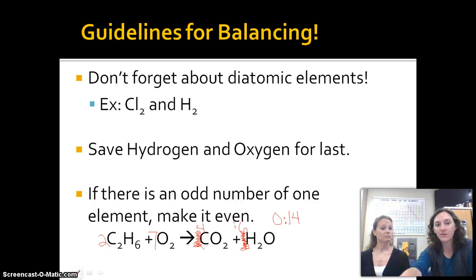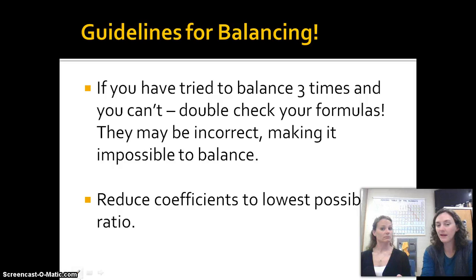And I'm going to see if there's another slide or not. Yes. Okay. If you tried to balance it 3 times, don't waste your time trying to do it again. Go back, check your formulas. If your formulas say you've got a diatomic and you only left it as a Cl, you need to go back through and make that a Cl2. That probably will save it altogether. Or maybe you forgot that magnesium was a 2+ and you counted it as a 1+, and now your whole formula is wrong. Go back and check those, because if those are incorrect, you will never be able to balance.